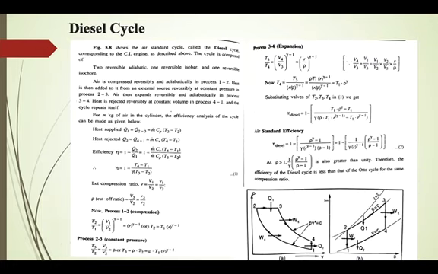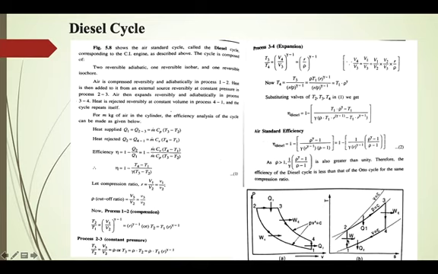Okay, next is diesel cycle. Now diesel cycle is also known as constant pressure cycle. Here you can see the PV and TS diagram of a diesel cycle. We have a reversible adiabatic compression process, a constant pressure heat addition process, a reversible adiabatic expansion process, and constant volume heat rejection process. So you have to remember, in diesel cycle, heat addition is at constant pressure and heat rejection is at constant volume. The same has been represented on TS diagram.